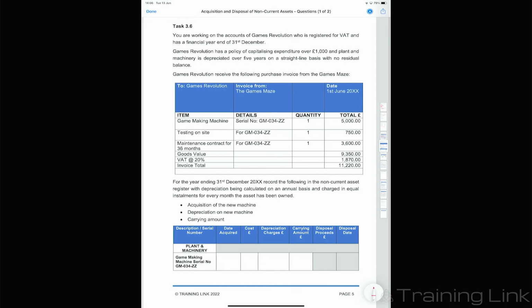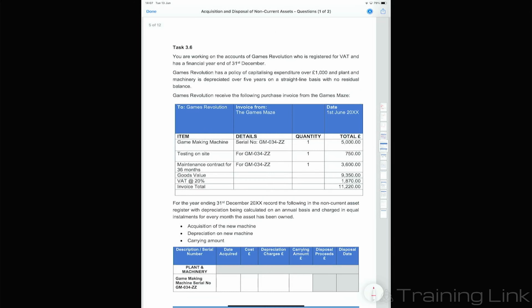So on the invoice, that's a total of £9,350 as the goods value. VAT at 20% added on top of that will give you a total invoice amount of £11,220. For the year ending 31st of December, record the following in the non-current asset register, with depreciation being calculated on an annual basis and charged in equal instalments for every month the asset has been owned. Okay, so a lot of information there that we're going to have to work out.